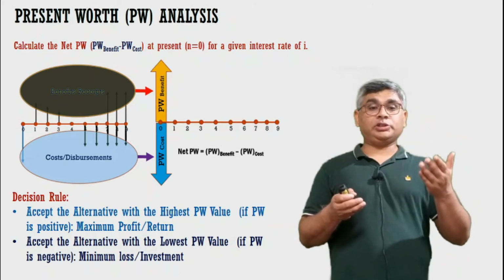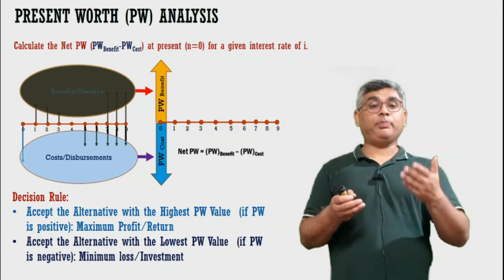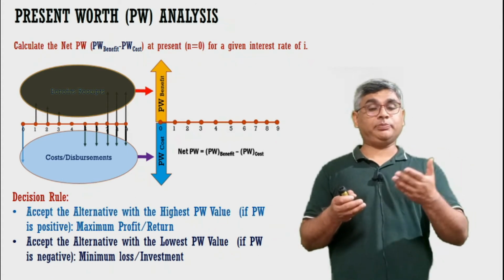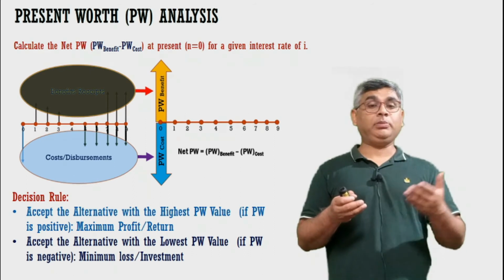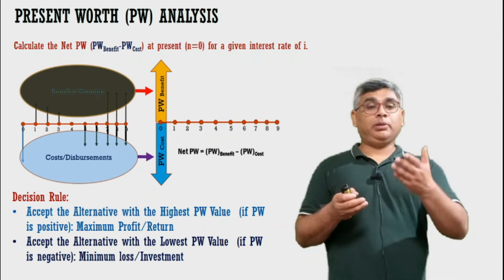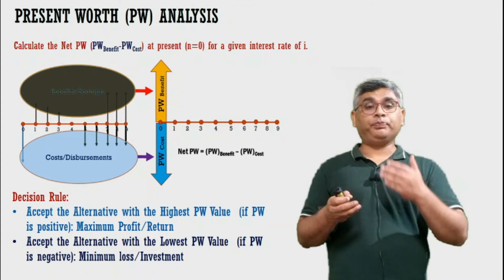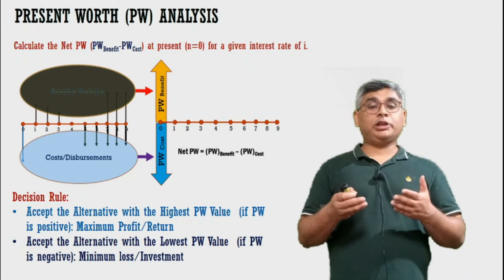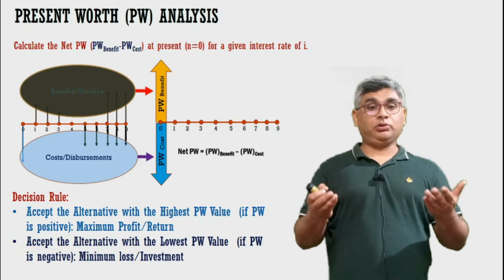Similarly, for all the disbursements and costs, we can compute the equivalence of all these at the present point of time. That is depicted here by a blue bold arrow. And of course, the net present worth is the subtraction of the two.